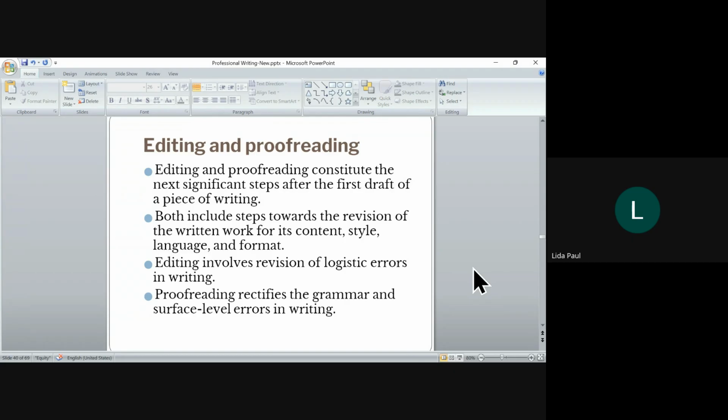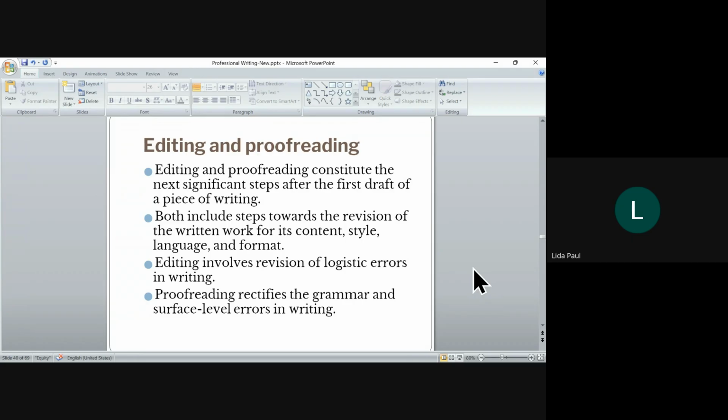What is proofreading, on the other hand? Proofreading is basically looking for errors in spelling and errors of grammar, right? This is what is called proofreading. Proofreading is an easier task these days. Editing involves more time, particularly if you're talking about longer pieces of writing, right? Surface-level errors and grammar usually make up the proofreading task. Editing would be mostly connected to the revision of logistic errors in writing, which includes content, style, language, and format.